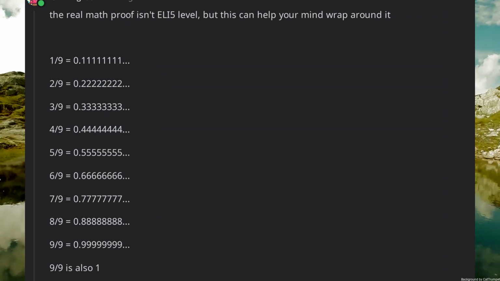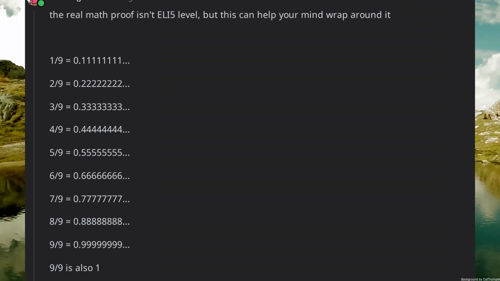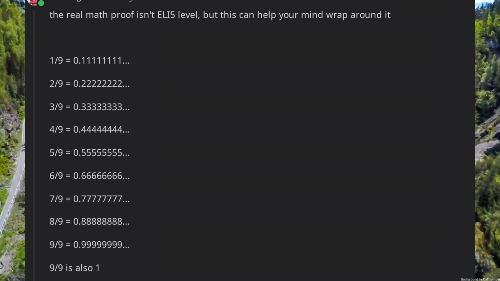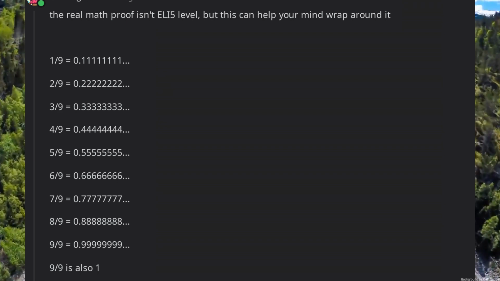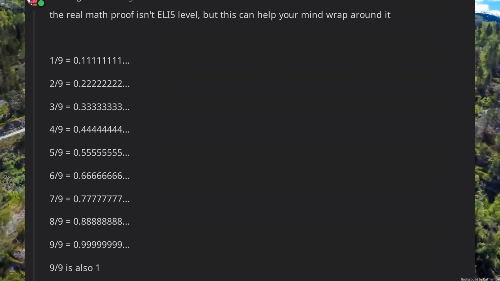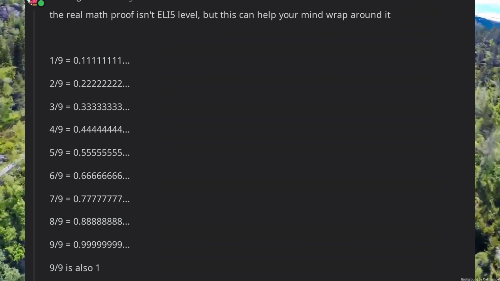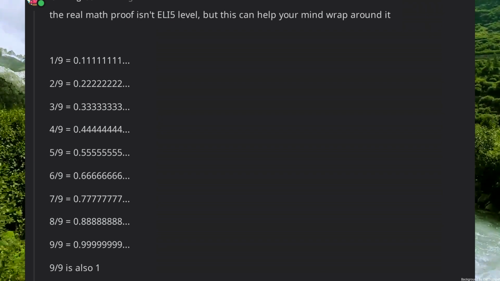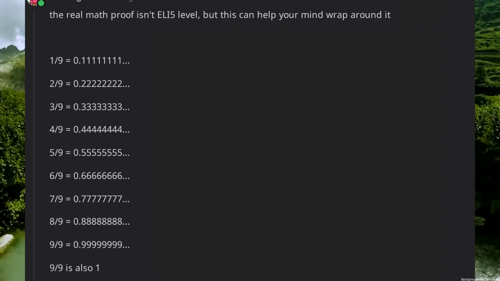1/9 is 0.11111111. 2/9 is 0.22222222. 3/9 is 0.33333333. 4/9 is 0.44444444. 5/9 is 0.55555555. 6/9 is 0.66666666. 7/9 is 0.77777777. 8/9 is 0.88888888. 9/9 is 0.999999999, which is also a 1.